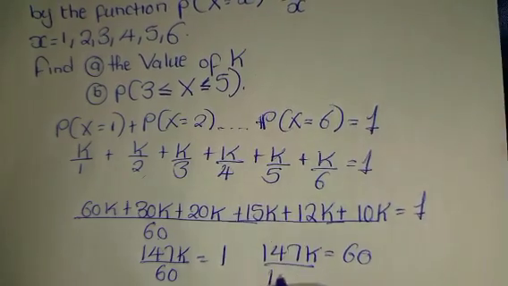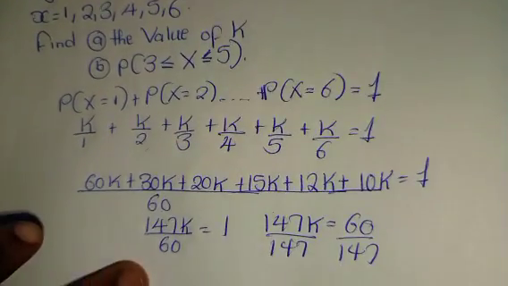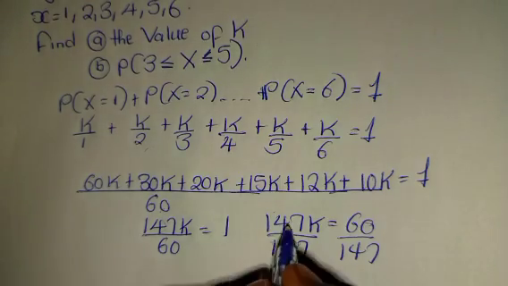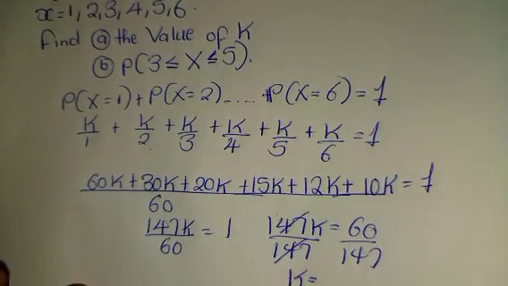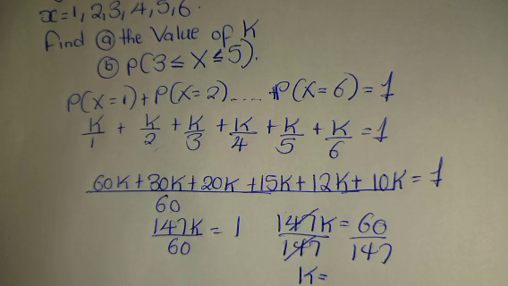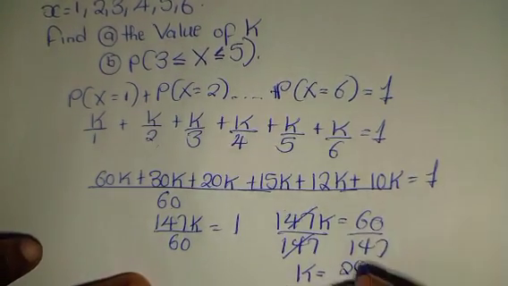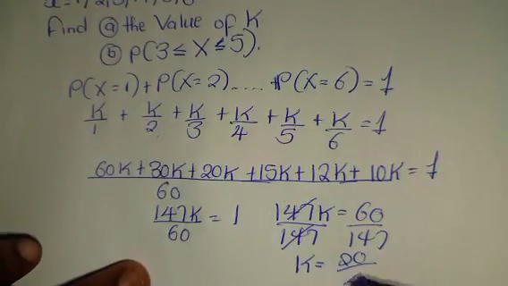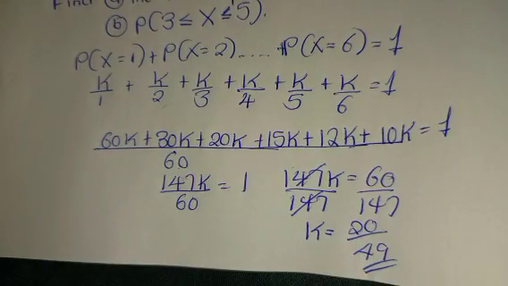Then we'll divide both sides by 147. Then immediately you divide both sides by 147. This 147 and that 147 will cancel. So the value for k is 60 over 147. We know these can be reduced further to 20 over 49. So this is the exact value of k.